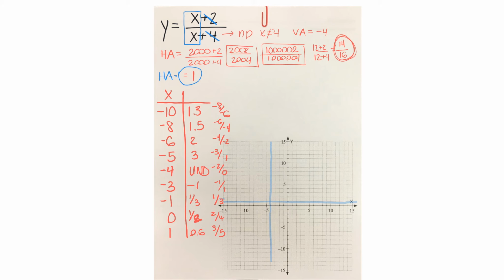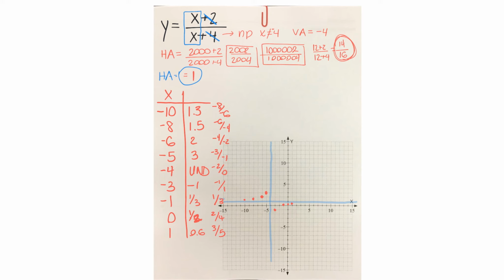Okay. So we're going over to -10 and up to 1 1/3. So that's going to be right above our asymptote. And then we're going over to -8 and up to 1 1/2. So here, and over to -6 and up to 2, and over to -5 and up to 3. Okay, -4 is undefined. That makes sense. -3 is coming down here to -1, and -1's going to a +1/3. And 0 is going to a +1/2, and over to 1 and up to just over that.